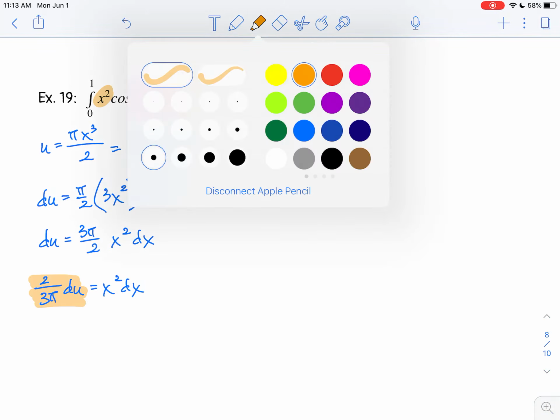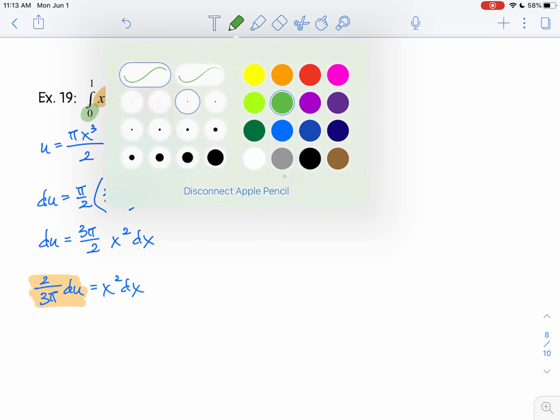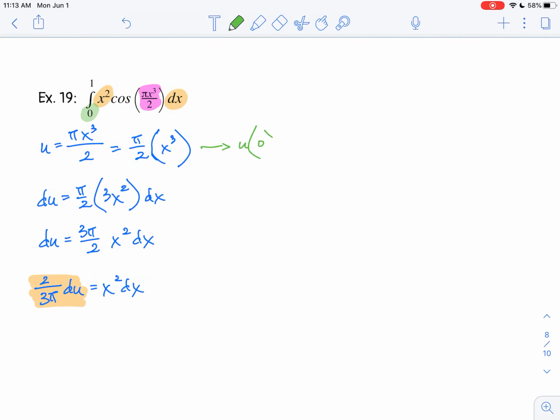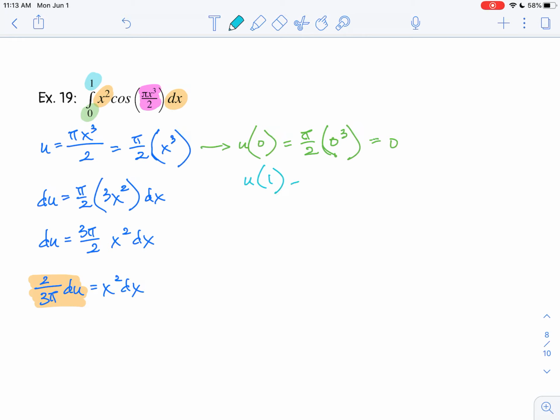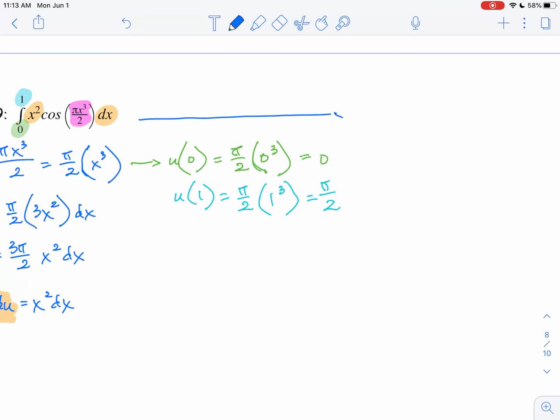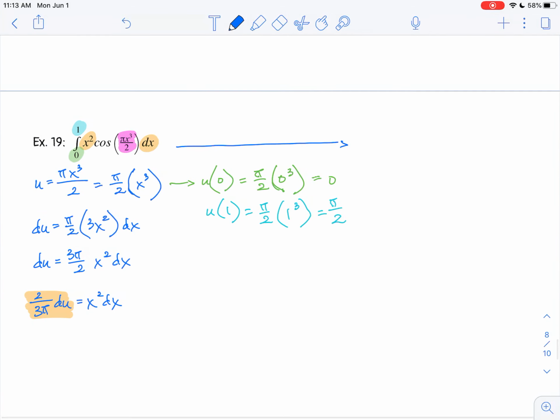All right, let's change our bounds. Bottom bound is 0. So u of 0 equals pi over 2 times 0 cubed, which is 0. So bottom bound stays the same. Top bound of 1. U of 1 equals pi over 2 times 1 cubed, or my new top bound is pi over 2. All right, let's go ahead and substitute everything in.